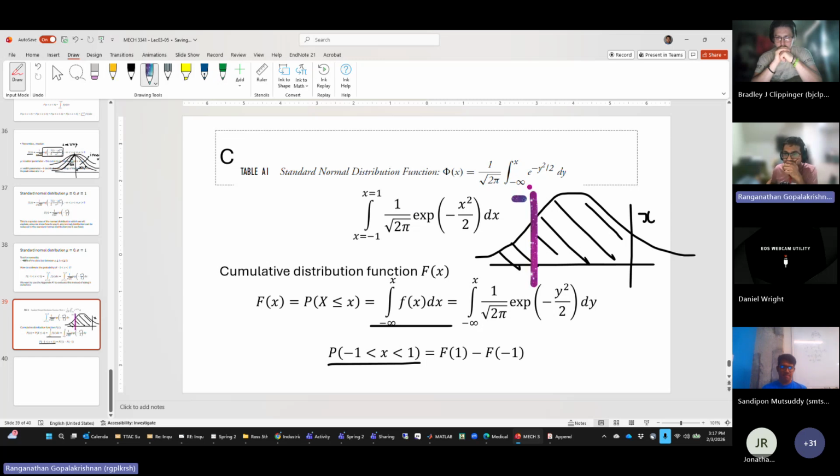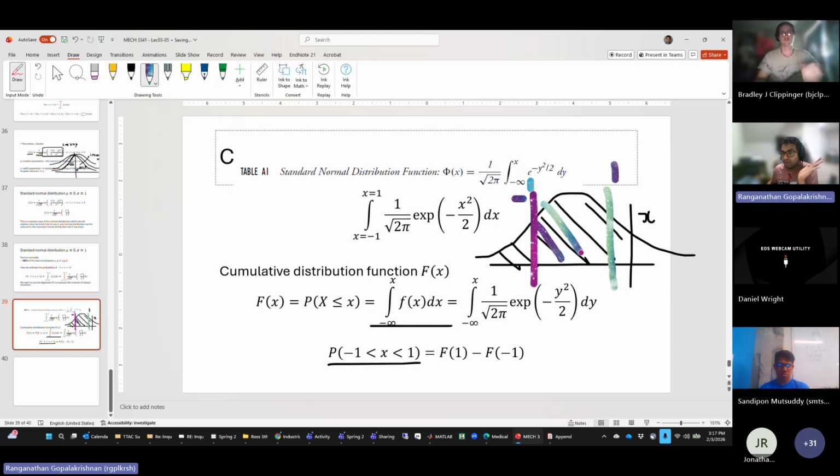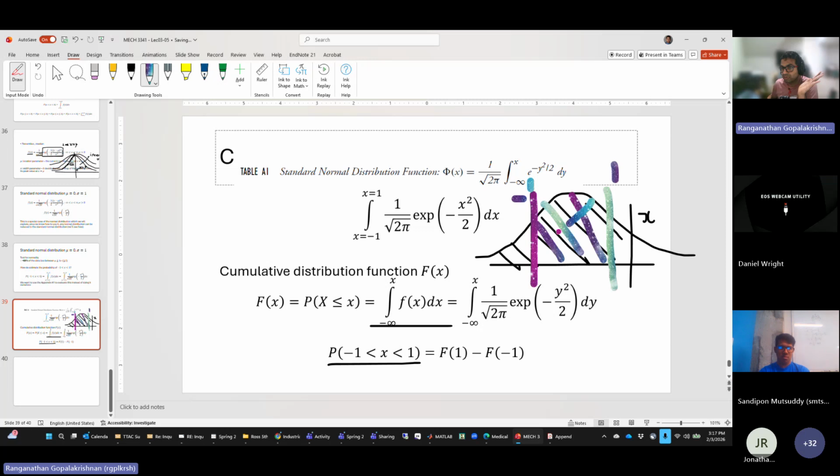Now in this expression, I want to know what is the area contained between minus 1 and plus 1. So that's like saying I'll take all the area to the left of plus 1 and subtract all the area to the left of minus 1. I'll be left with what's between minus 1 and plus 1. That's all this statement is. Okay, I see it now.